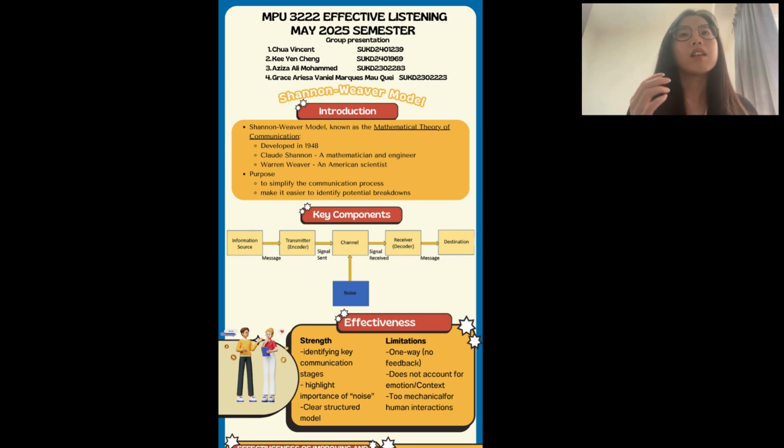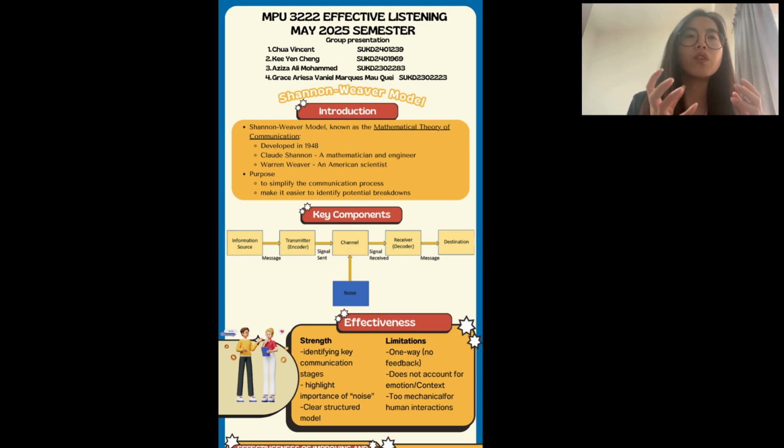Then there are the principles. The first is a linear process. The model views communication as a one-way linear process from sender to receiver. Next is the focus on accuracy. It emphasizes how accurately the message is transmitted and received. Then the effect of noise. It introduces the concept of noise as a key barrier in communication.